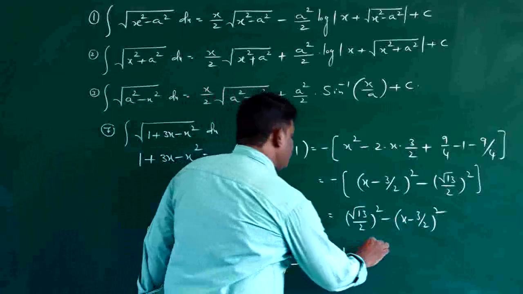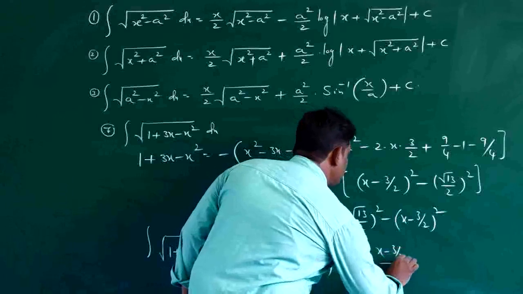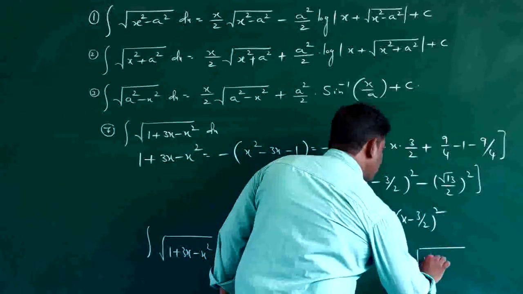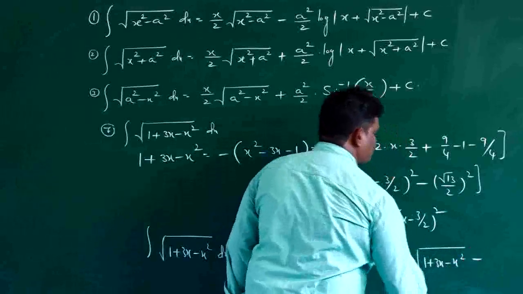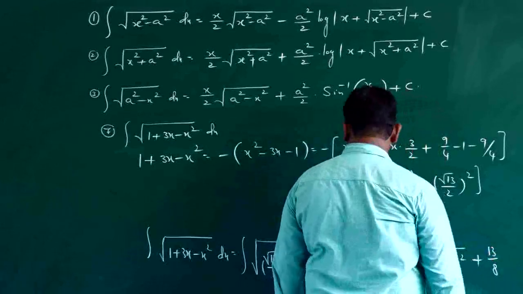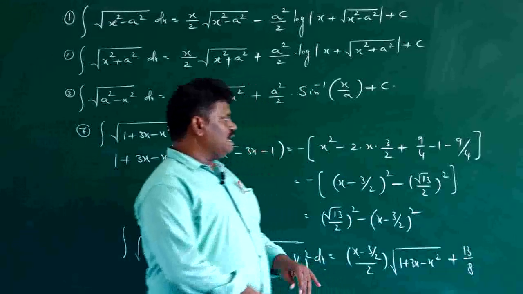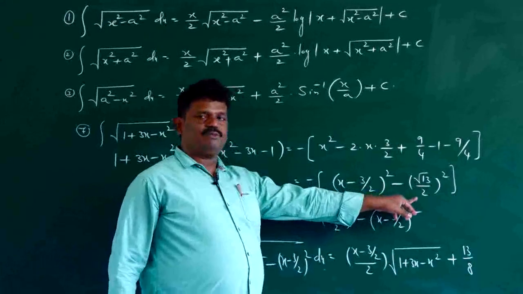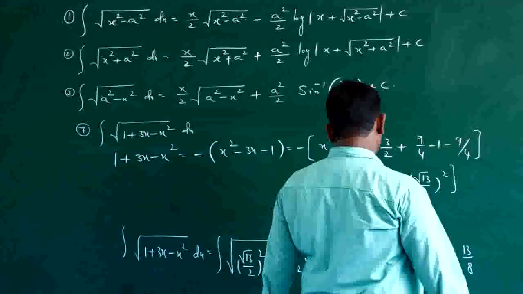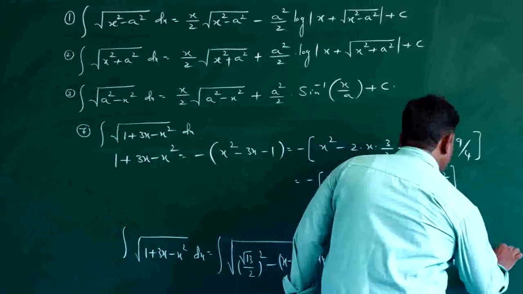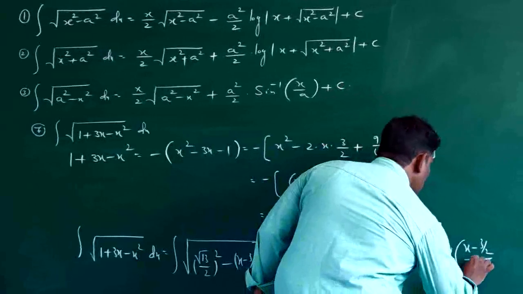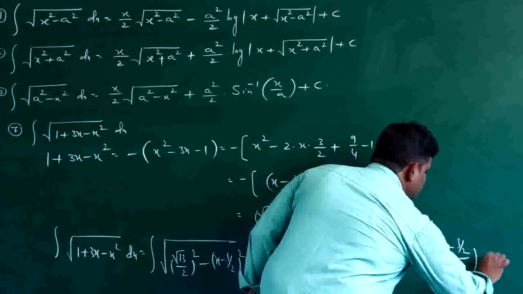Then what we have done here: (x − 3)/2 divided by 2, square root of this value. How much here? (1 − x² + a²)/2 means 13/8. a² means the value how much here? Root 13 by 2 whole square means 13/4, and 13/4 by 2 means a²/2, which is 13/8. Then sine inverse of this value, (x − 3)/2 divided by a, is equal to root by 2 plus c.